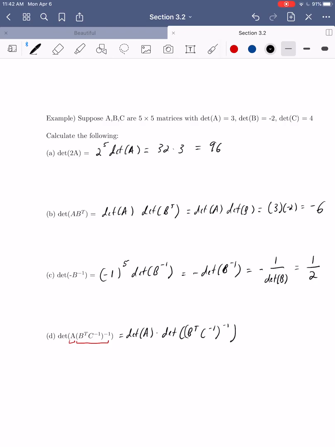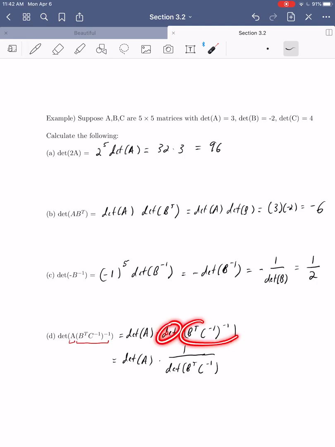Okay. Now we can work on this stuff in here. If we want, we can say that the determinant of this inverse is just 1 over the determinant of what we're inverting. So we can say that that's determinant A times 1 over the determinant of B transpose C inverse. Because we know that the determinant of an inverse is 1 over the determinant of the original stuff.